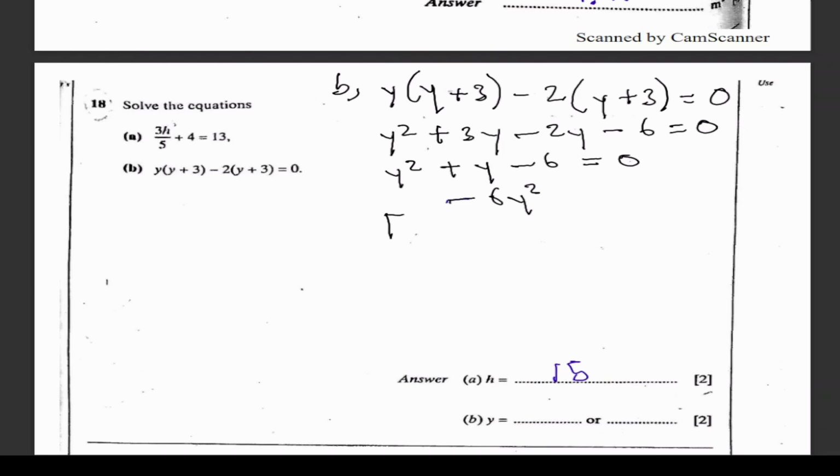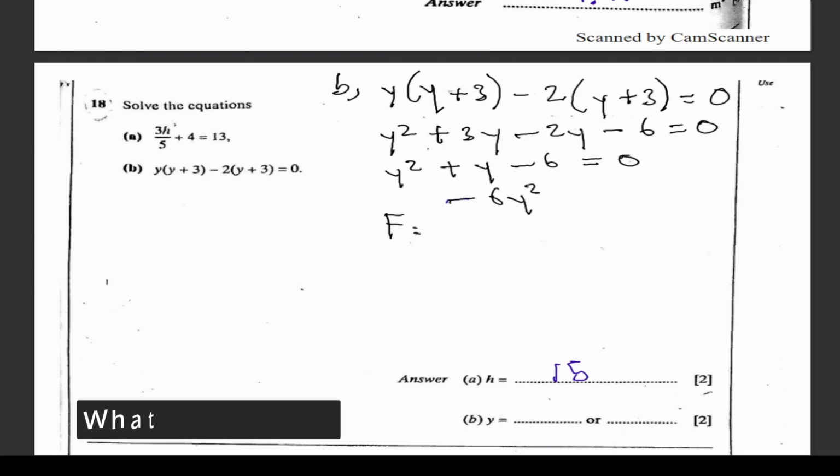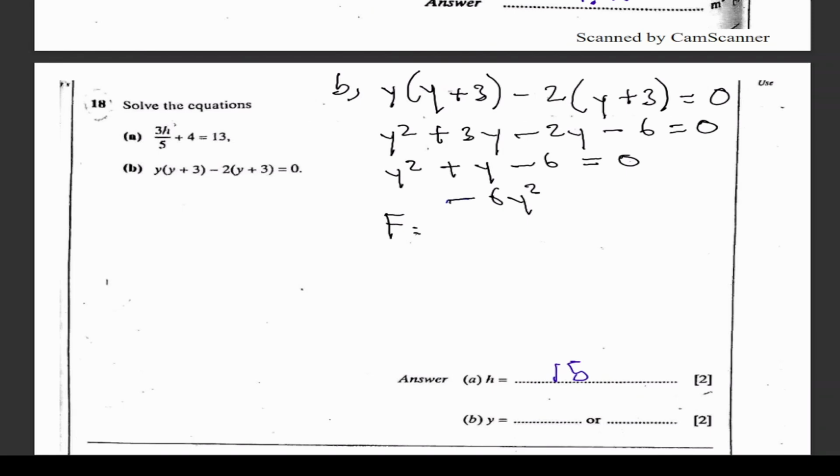Then now we need factors. A factor is a number which divides perfectly into another number without leaving a remainder. So we need two factors. These factors, when they multiply, should give us minus 6y squared. And when they add, they should give us y. So we can start out with 3y and 2y. 3y and 2y, when they multiply, they give us 6y squared. And somehow, they are also convertible to give us y.